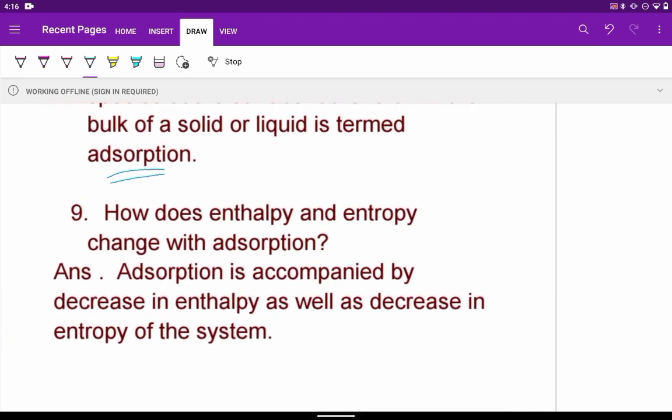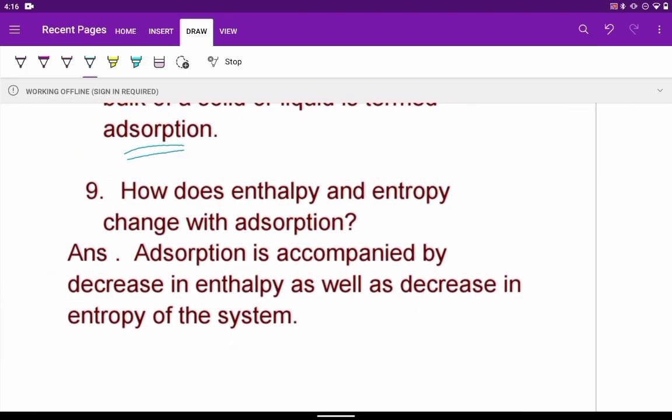Next, how do enthalpy and entropy change with adsorption? Whenever adsorption takes place, it is accompanied by decrease in enthalpy as well as decrease in entropy of the system. This is a very important question.